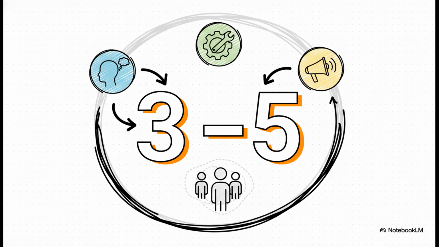Now, this part is absolutely crucial. You don't need dozens of these things. Your goal is to identify just 3 to 5 core archetypes. That's the sweet spot. It keeps your model focused, it keeps it manageable, and it stops you from getting overwhelmed while still covering the people who matter most.